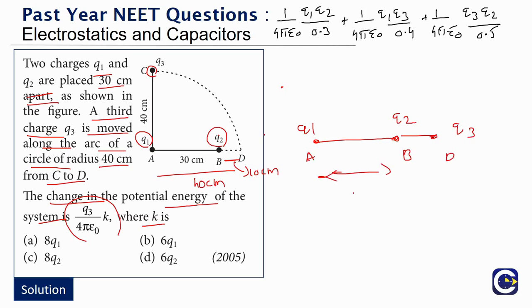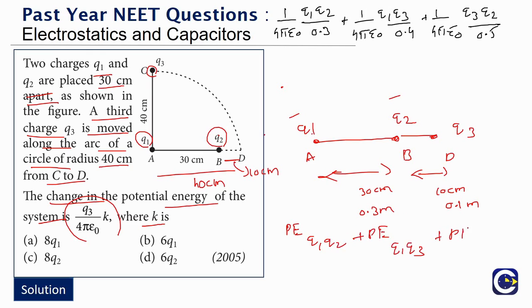So this gap is 30 centimeters. This gap is 10 centimeters. In terms of SI unit, this is 0.3 meter, 0.1 meter. Now how many potential energy terms will we have? The same 3 potential energy terms. One is Q1 and Q2. Other is Q1 and Q3, the Q1 Q3 interaction. Then Q2 and Q3 interaction. These are the 3 terms.